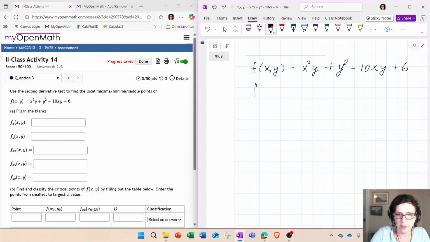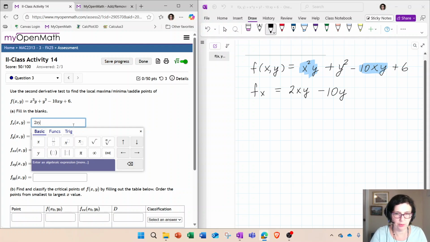Okay, let's first find the first partial derivatives. For the partial with respect to x, we are going to highlight only terms that have x, and the other terms will drop out, because now y is a number. So x squared y is like a constant multiple, and the derivative of x squared is 2x. So here we're going to get 2xy. This term will drop out. Negative 10xy, 10 is a number, y is a number, so this will just be 10y. And of course, 6 is going to drop out. Okay, so that's going to be your first partial.